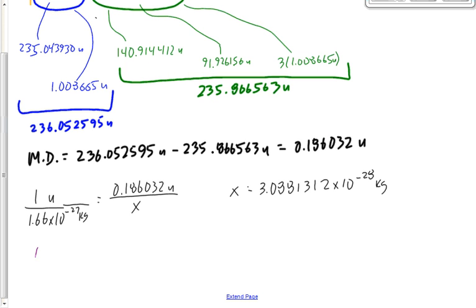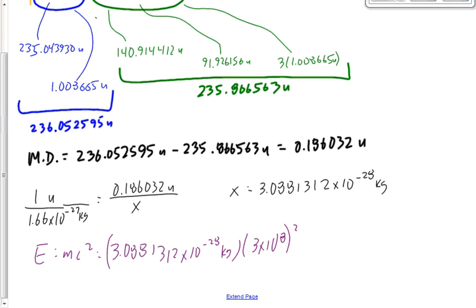So let's say E is equal to mc squared. The binding energy is 3.0881312 times 10 to the minus 28 kilograms. And you really do want to be in kilograms here. Multiply by 3 times 10 to the 8. And we square that. What do we get? 10 to the minus 11. And that's going to be in joules, right?